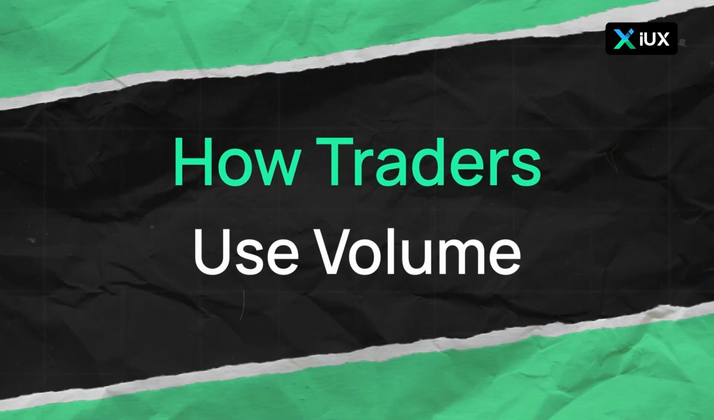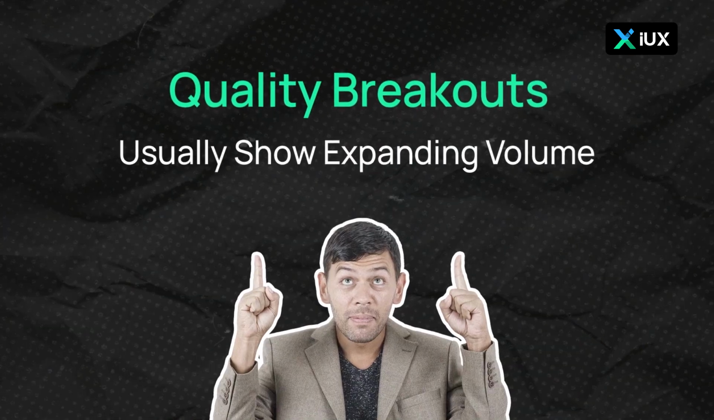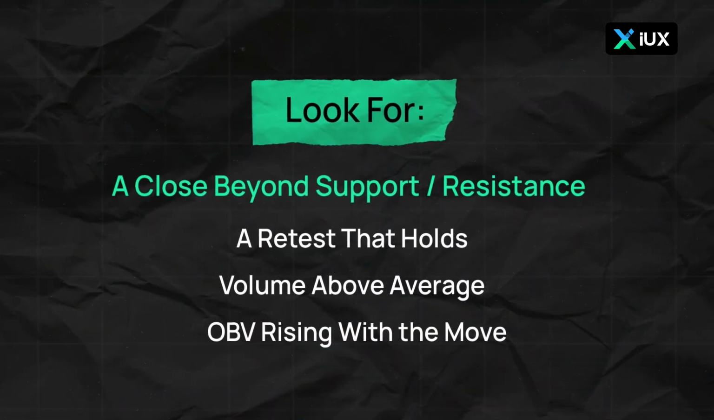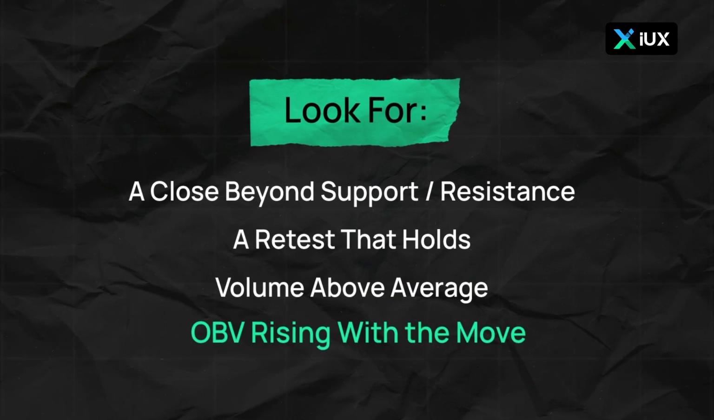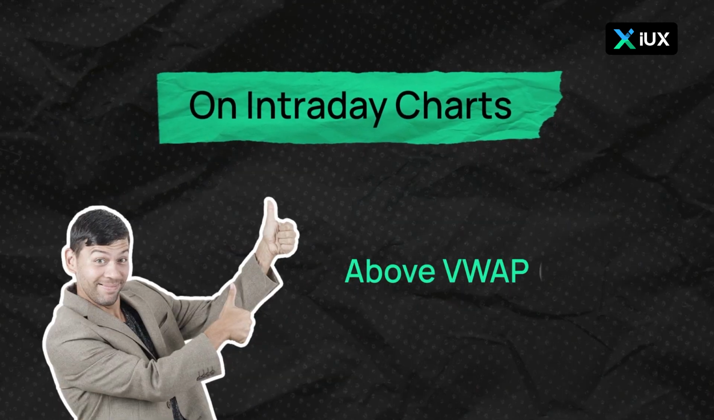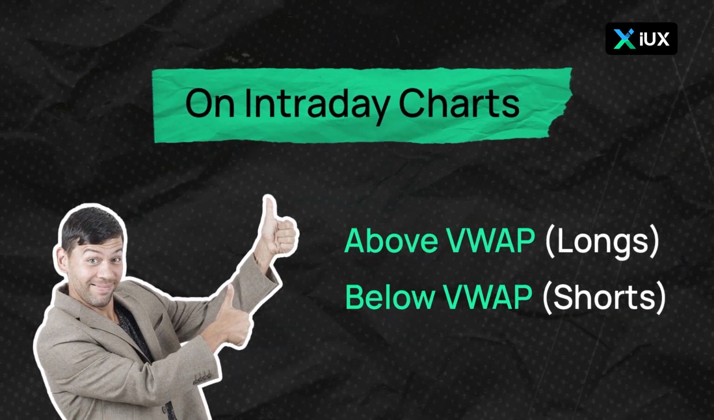How traders use volume. 1. Confirming breakouts. Quality breakouts usually show expanding volume. Look for a close beyond support or resistance, a retest that holds, volume above average, and, ideally, OBV rising with the move. On intraday charts, holding above VWAP for longs or below VWAP for shorts adds confidence.